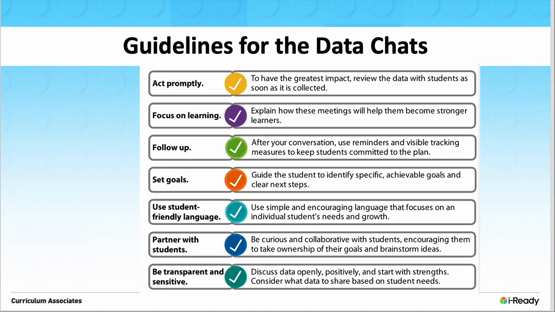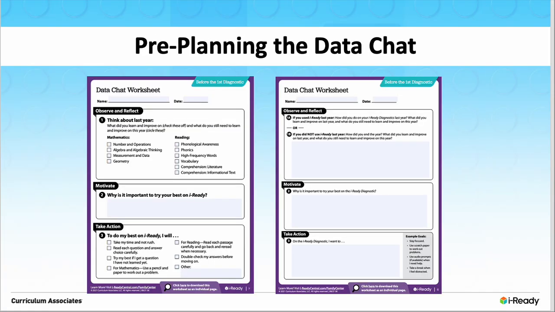We want to use language that's friendly to our students, partnering with them so that they see that we want them to be curious, and we also want them to be collaborative, not only with other students but also adults. That way they are taking ownership of those goals. But we also want to be transparent and sensitive. Sometimes data isn't always easy to talk about with kids, especially when they don't perform quite how we think they might. So, how do we go forward with data chats?